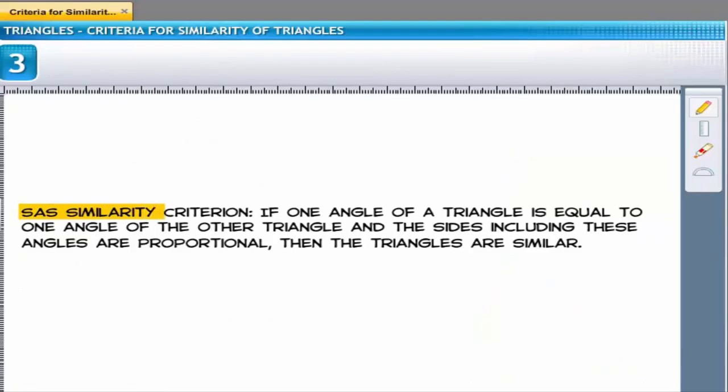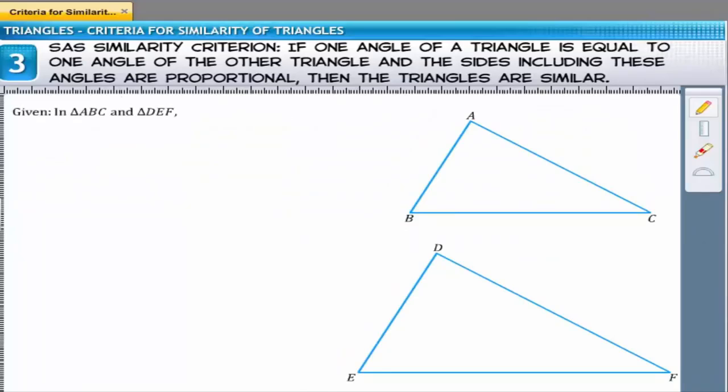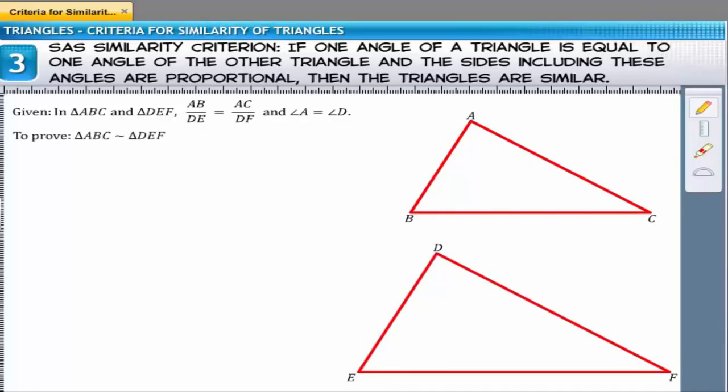By the SAS similarity criterion, if one angle of a triangle is equal to one angle of the other triangle, and the sides including these angles are proportional, then the triangles are similar. Let's consider two triangles ABC and DEF. Here it is given that angle A is equal to angle D, and AB upon DE is equal to AC upon DF. We will prove that triangle ABC and triangle DEF are similar.